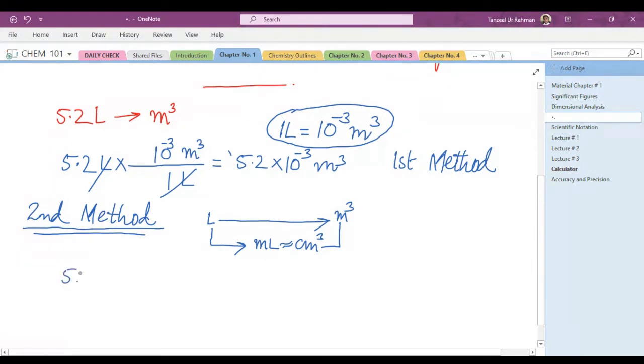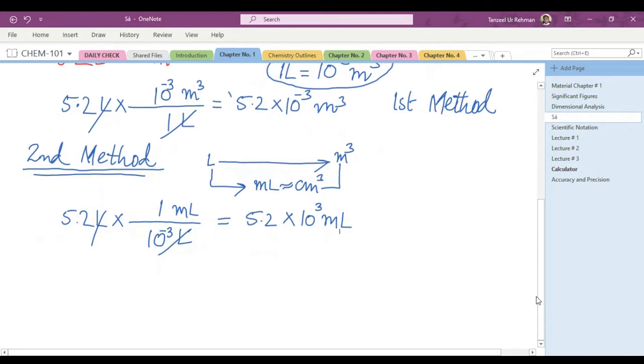Okay, here we have 5.2 liters. Multiply, divide, liter down and milliliter up. We know that 1 milliliter is equal to 10 to the raised power minus 3 liter. So liter will be cancelled with liter. When we use the calculator, it is 5.2 into 10 to the raised power 3 milliliter.